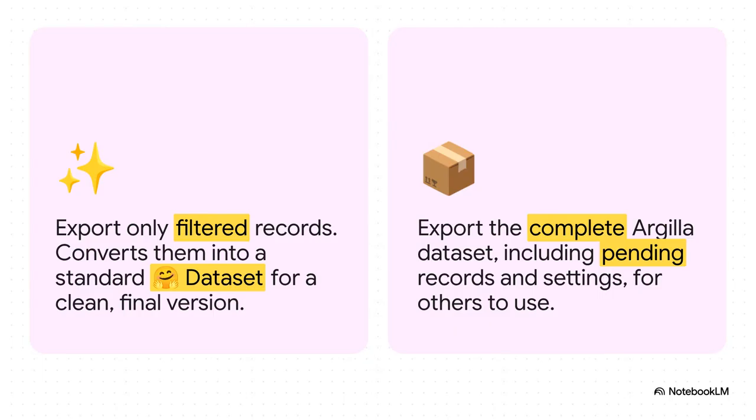So option 1 is to export only your filtered, high-quality records. This creates a really clean, standard Hugging Face dataset that's perfect for model training. Option 2 is to export the entire Argilla project. We're talking pending records, your settings, the whole shebang. This is less about the final data and more about sharing the project itself.